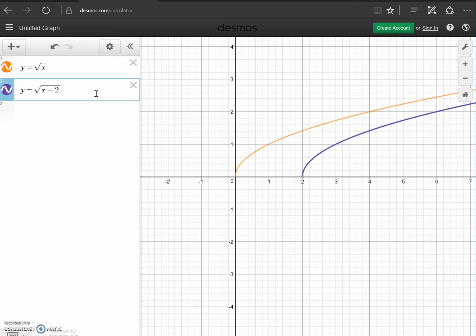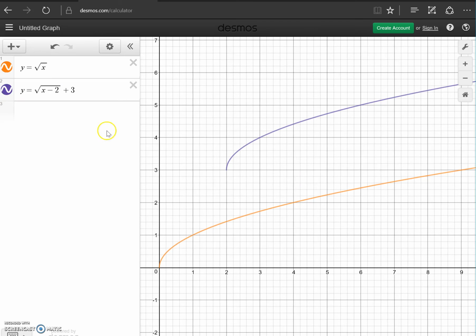If I put a number on the outside, remember that number on the outside of the function is going to either move it up or down. So if I put plus 3, it should move it up 3. And notice it did, right there. It's at 3.